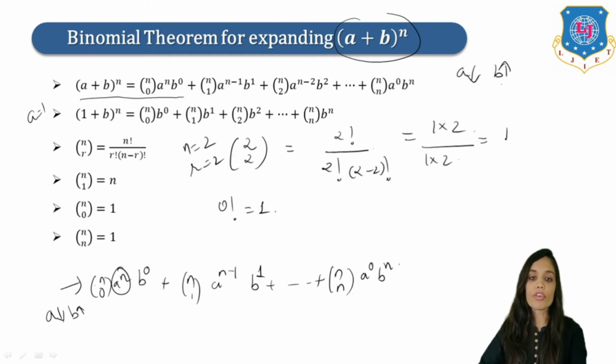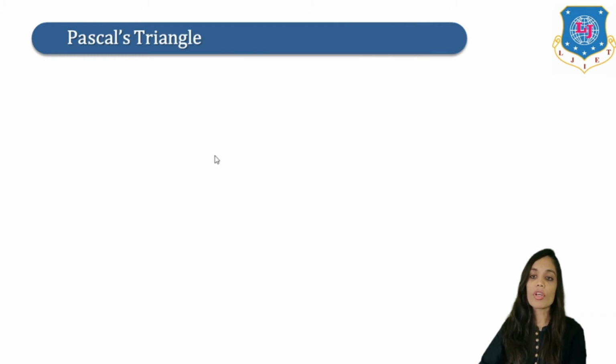Right? So the answer of 2C2 is 1. So we can say that the answer of nCn, whenever both are the same, will be 1, right? Now similarly nC1 will be n, and nC0 will be 1. So this is the formula to find any nCr. Is it clear? So now let us study Pascal's triangle.